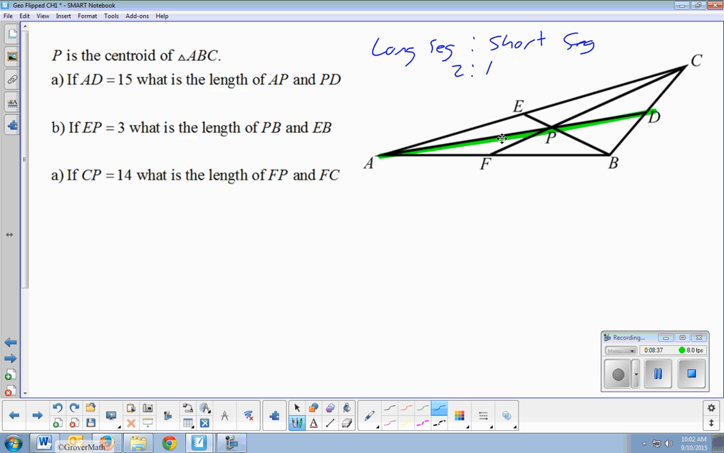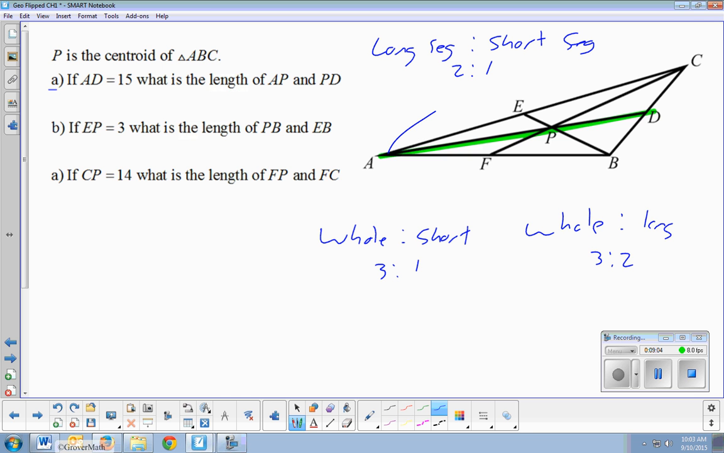And not only that, the ratio of the whole median, the whole AD, to the small piece is 3 to 1. And the ratio of the whole thing to the long segment is 3 to 2.